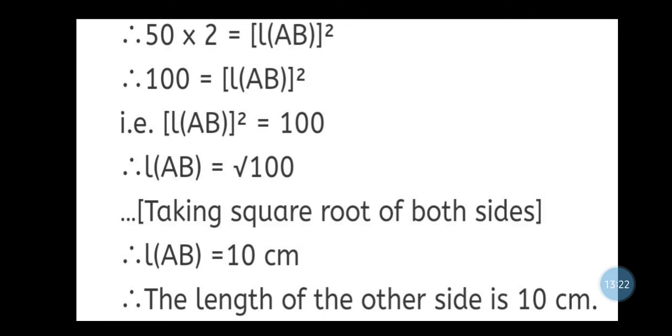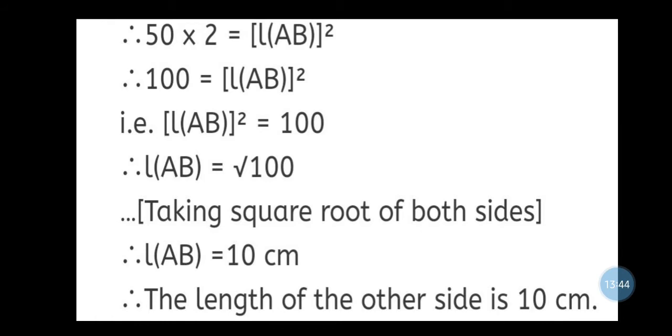So after adding we are getting 50 and subtracting we are getting 2. So 50 into 2 is equal to length AB square. We will get 100 is equal to length AB square. We need the value of AB, so we will take the square root from both the sides. Therefore length AB is equal to root 100.